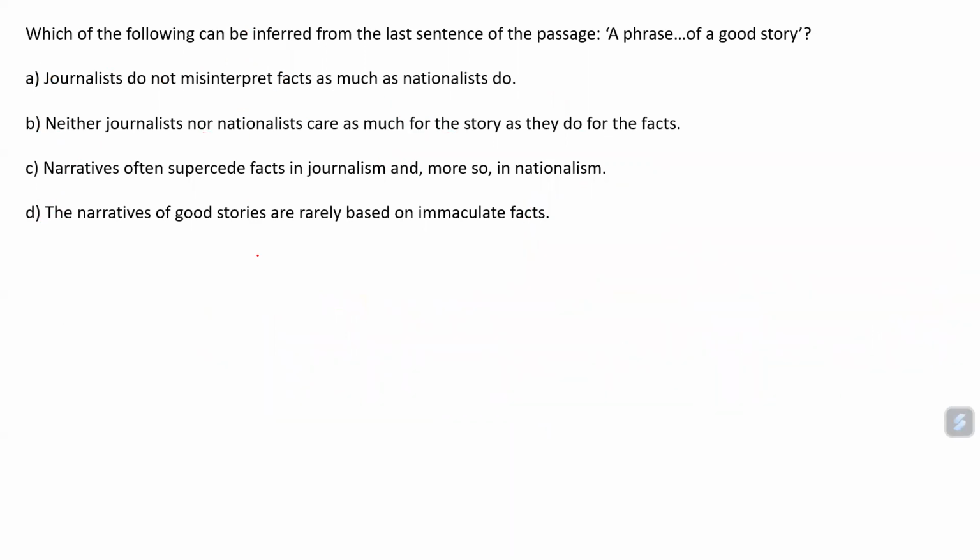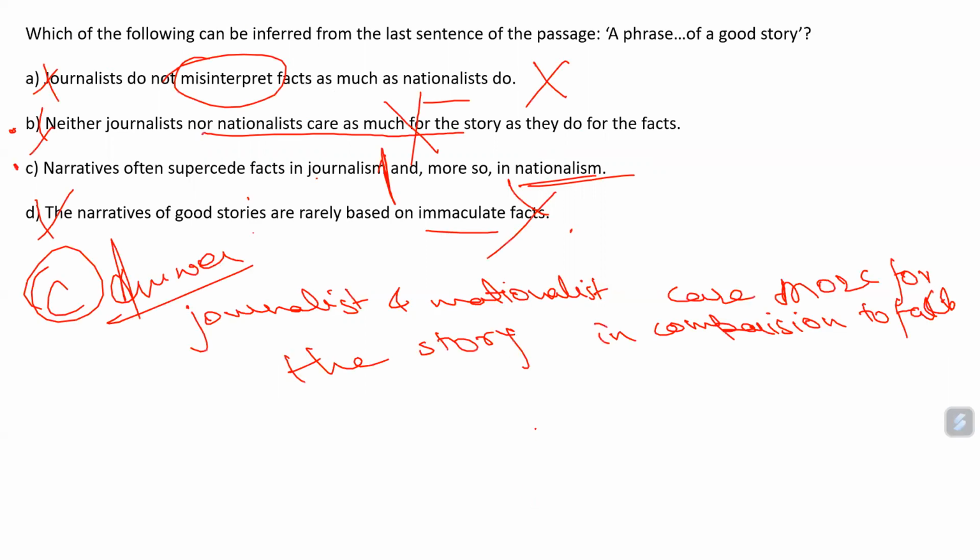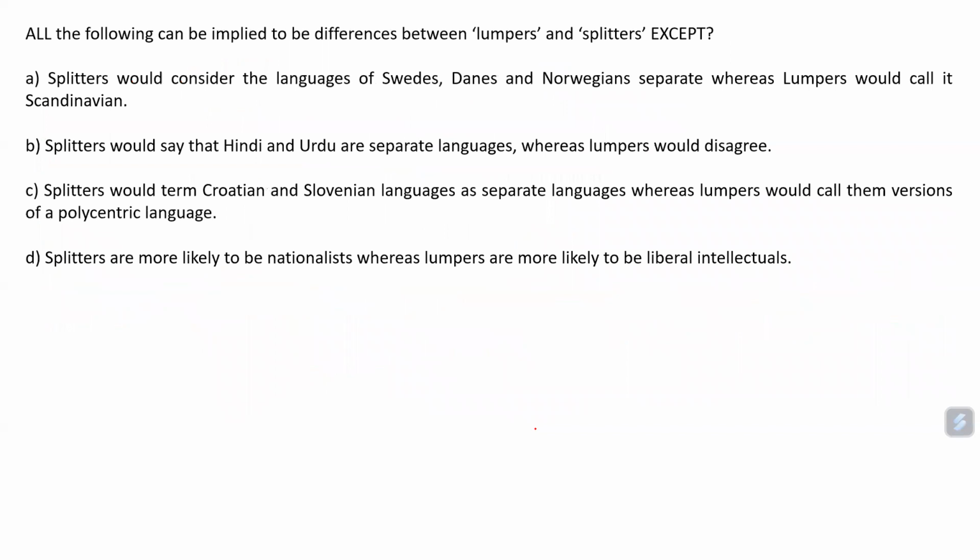So which of the following can be inferred from the last sentence? And what's that last sentence? A phrase of a good story, right? This we discussed, haven't we? So the question is: all of the following are true except. So when I am talking about this, all of the following are true except. Now I'll have to check for the options.